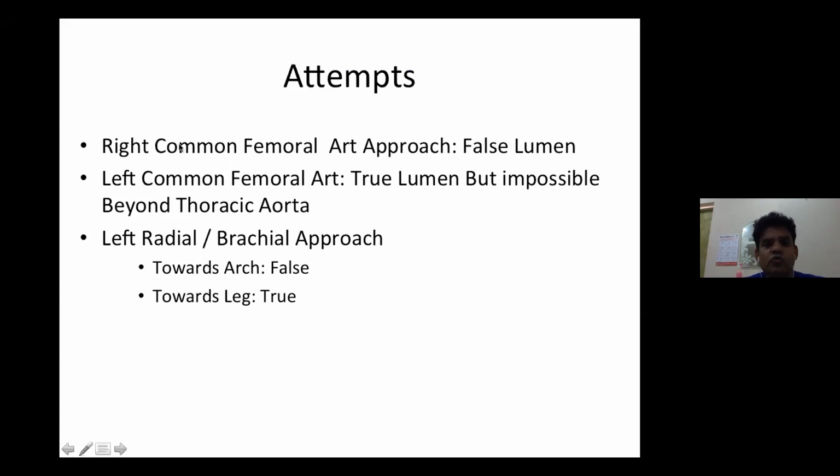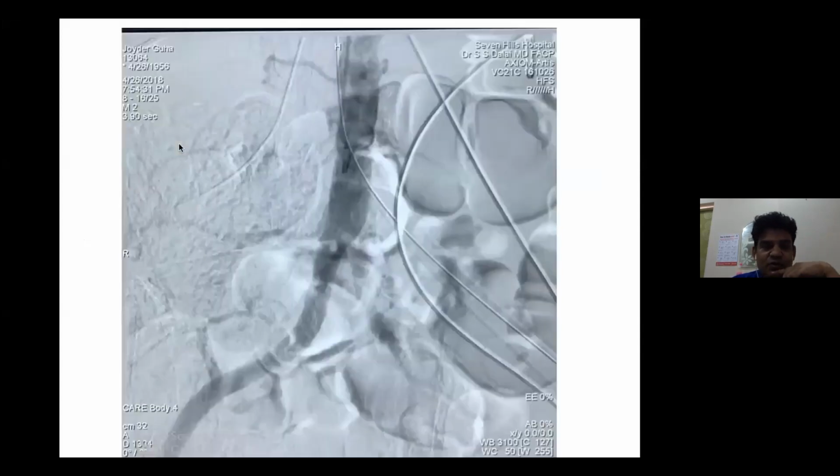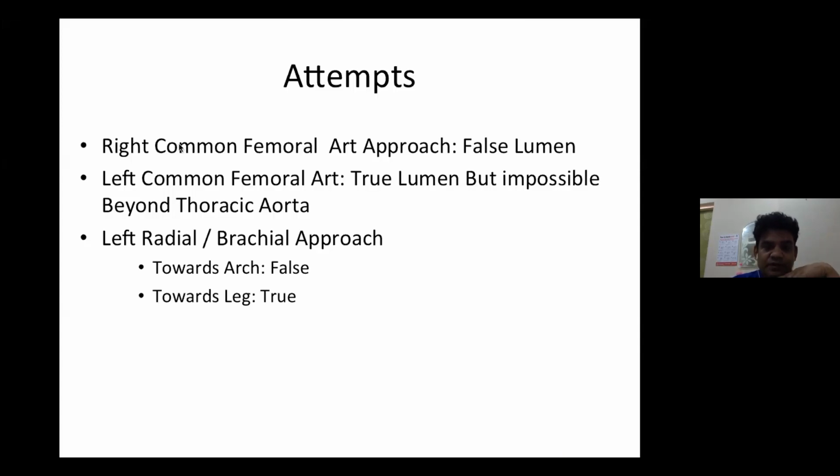Once we did a CT angiogram, we found that there is a type B dissection of the aortic arch. So we attempted to go ahead and try endovascular repair. First, to understand what is happening, we tried to do an angiogram, which was difficult. It was very much impossible to just do an angiogram in this patient.